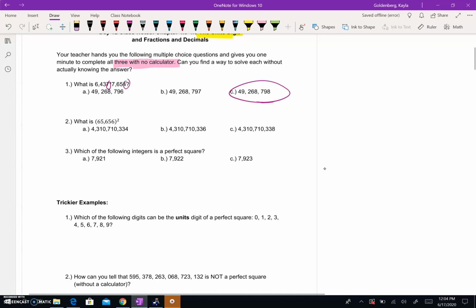So same thing here. If I'm squaring the 6, that's going to be a 36, so I'm going to have a 6 carry the 3. Which of these is a perfect square? This one's kind of an interesting one.